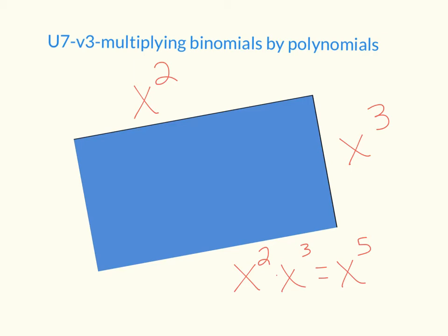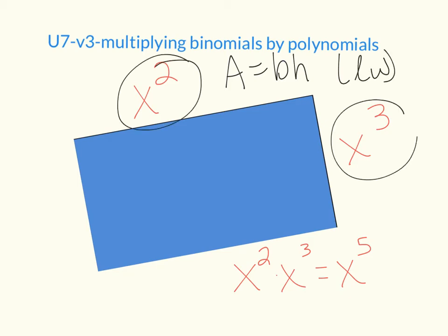All right, Unit 7, Video 3, Multiplying Binomials by Polynomials. Okay, so this is one where we're going to do a lot of area. This is just an example from last time. If I want to find the area of this, remember area is base times height, or length times width. So take x squared times x to the third. That's multiplication, so I'm going to add my exponents, so the area would be x to the fifth.